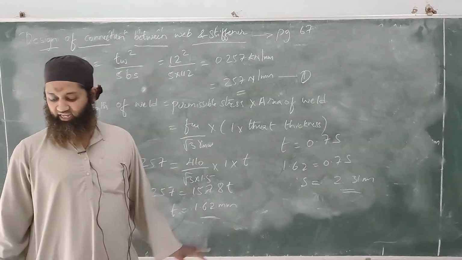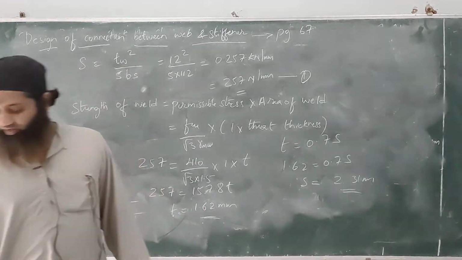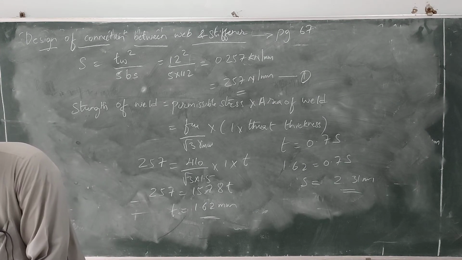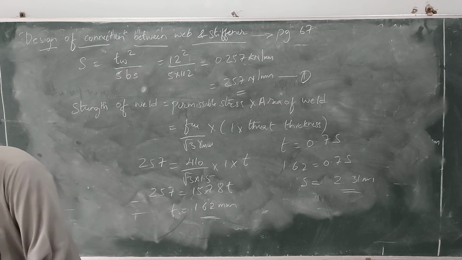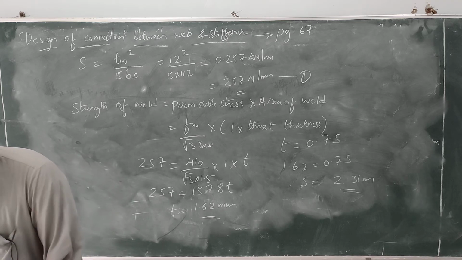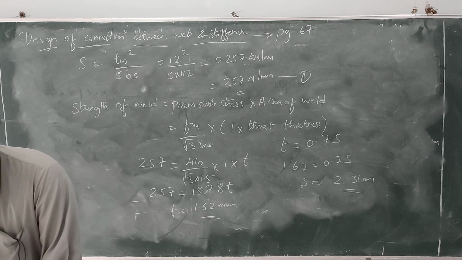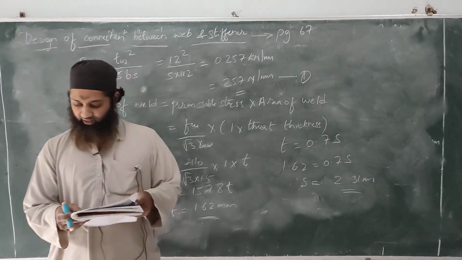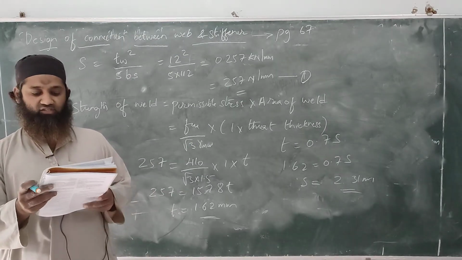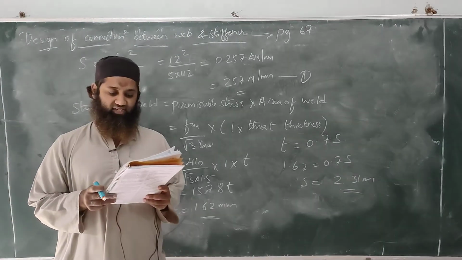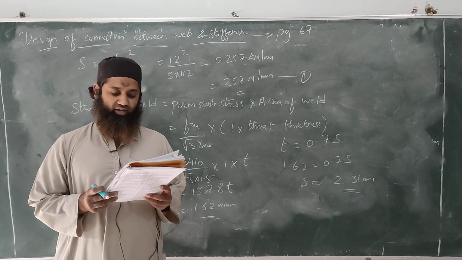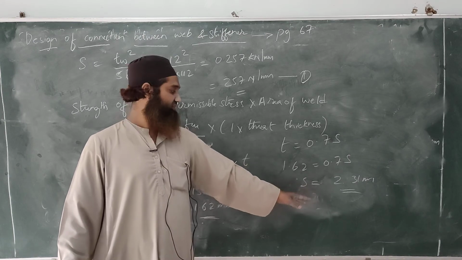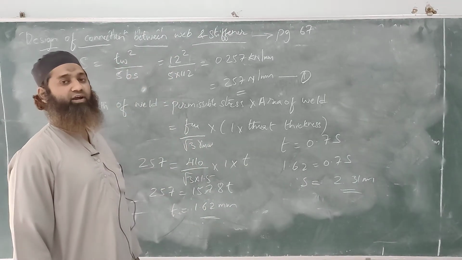Provide size of the weld as 3 mm. In page 78, table 21, you can see the thickness of thicker part. Minimum size is 3. We cannot provide anything less than that; 2.31 is less than 3. So minimum size is 3. That is the size of the weld. I will be providing it as 3 mm.